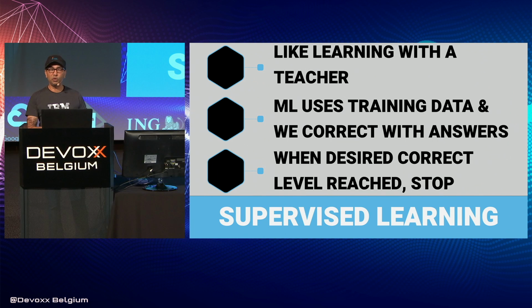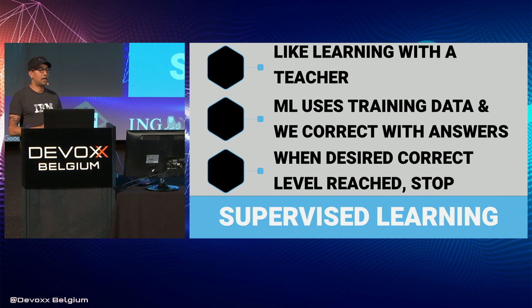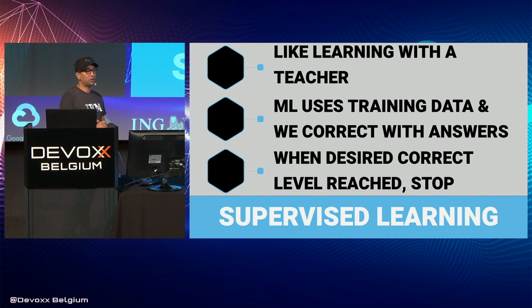And what does supervised actually mean? It's like learning with a teacher. The machine learning system that we set up uses training data, and we correct that training data, but we have the answers. And once we reach a specific point, we say, okay, this model is good enough, it has 90% accuracy or whatever, and we stop at some point and say this is good enough in terms of the accuracy we wish to have for this type of machine learning system.